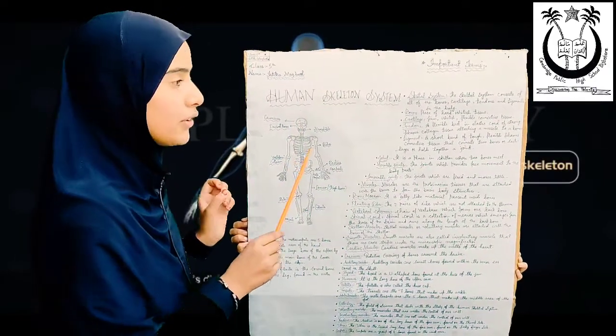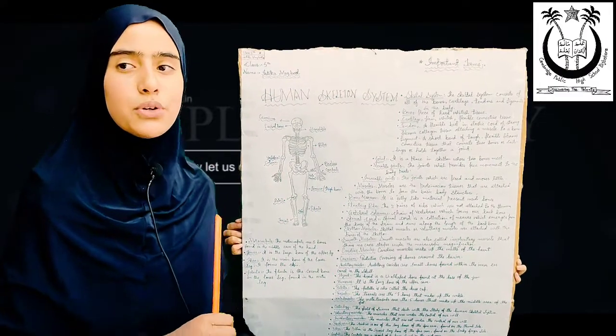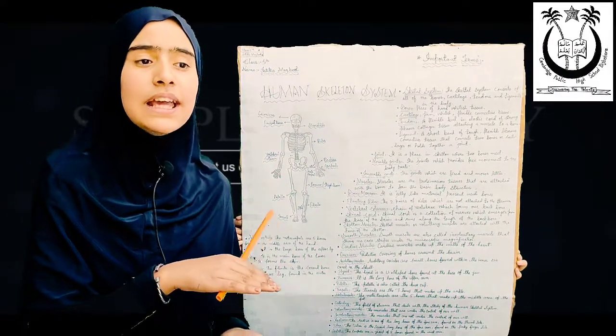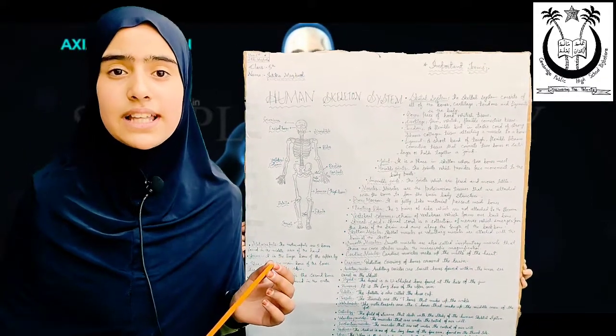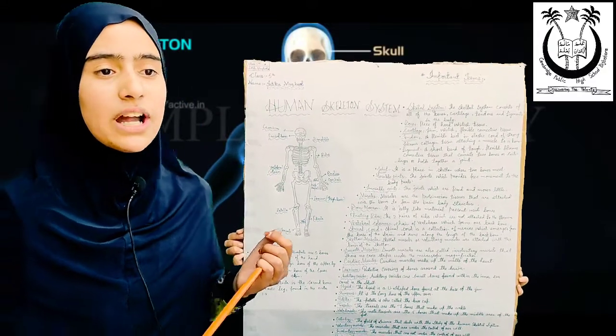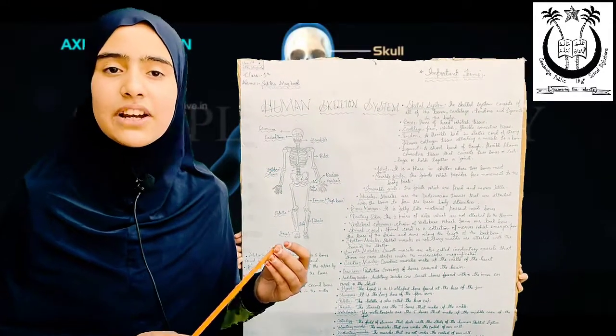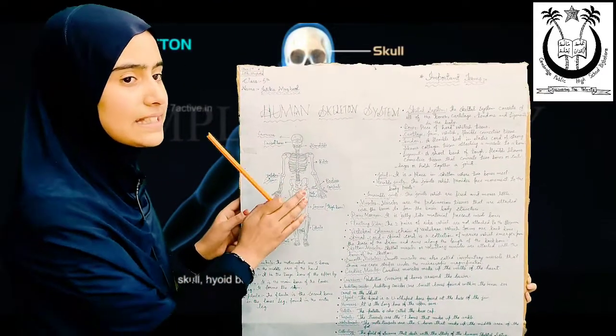Now it's time to learn about the bones in the human body. The adult human skeleton consists of 206 bones, and a newborn baby has 300 bones. Now the question arises, where are the other bones in the adult? As the child grows, the bones fuse, so that's why there are only 206 bones in the adult and 300 bones in the child. Now let's learn about the functions of the skeletal system.